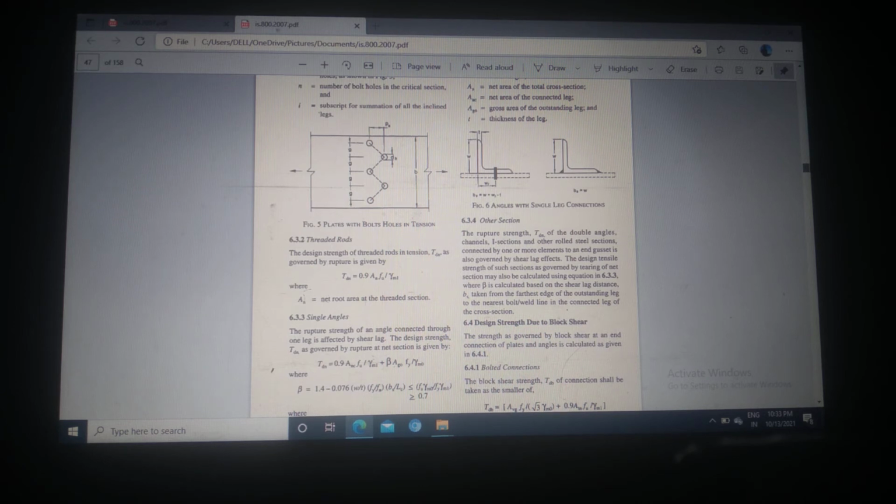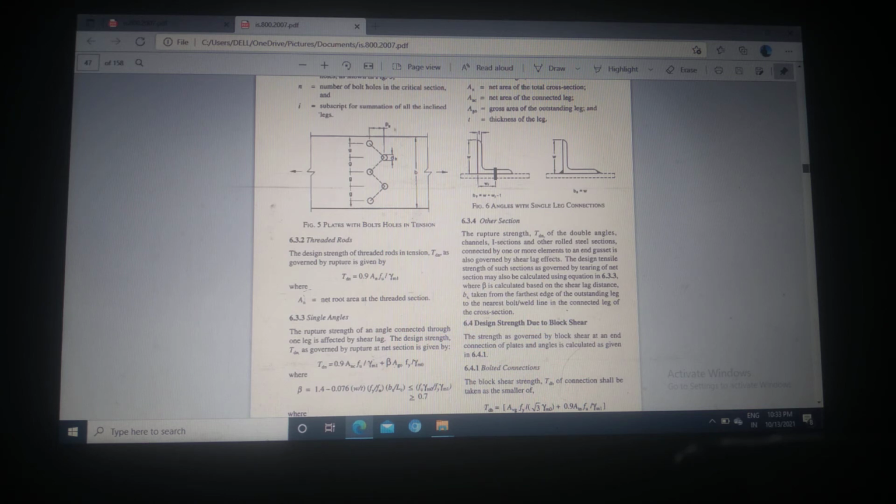Okay, now the main basic concept of this section 6, the design of tension members, in which we find three design strengths. First, design strength due to gross area yielding, design strength due to net section rupture, and design strength due to block shear. Then we will take the minimum of these three design strengths. Why are we taking the minimum? Because if the member will fail at the minimum, then it will fail at the minimum. Then why would you go for a higher design strength? I hope you are getting this.